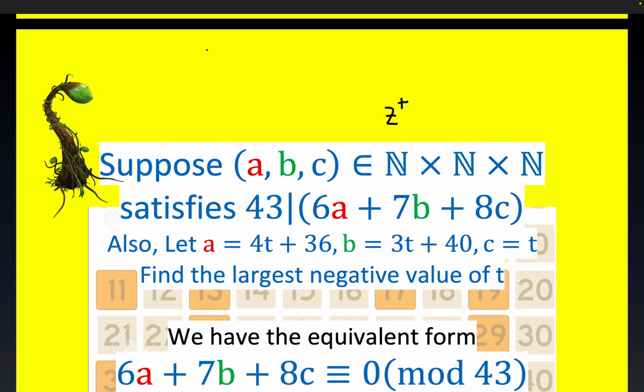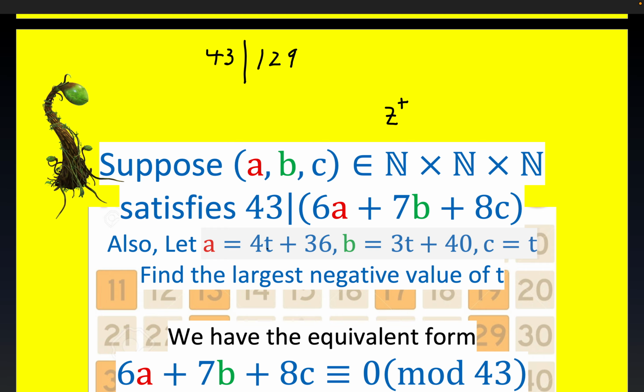For example, 43 would divide 129? 3 times 43 is 129. It's just a clean way of saying, it's an operator in a sense, or just a statement, I suppose. But anyway, we've kind of parameterized things here.